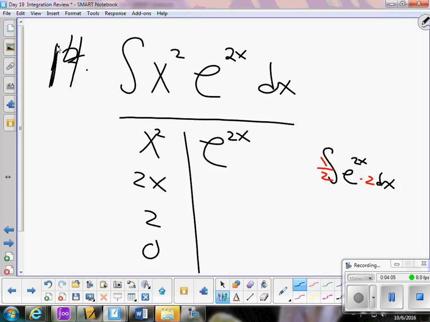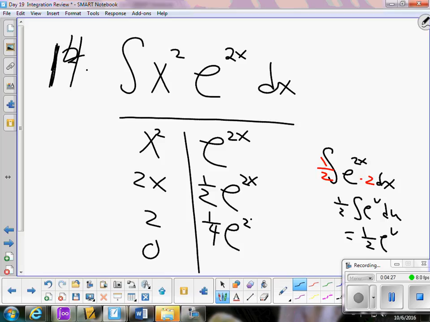See, now you have 1 half integral of e to the u du. So you have 1 half e to the u. So it's 1 half e to the 2x. Now every time you integrate e to the 2x, you need a 2, so you have another half out front. And it's going to keep going, so then the next time it would be 1/4. And then the rest you're okay with? The alternating signs. Yeah. Okay, now I'll do 12.